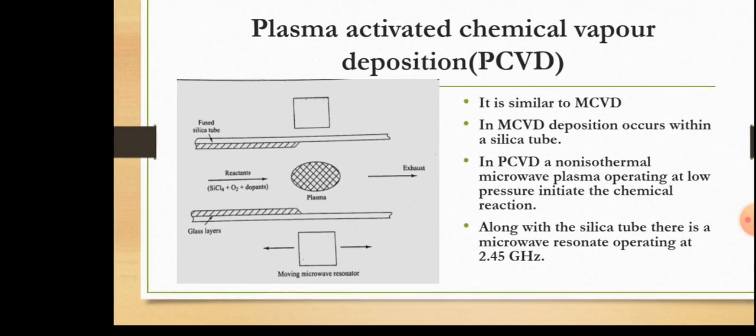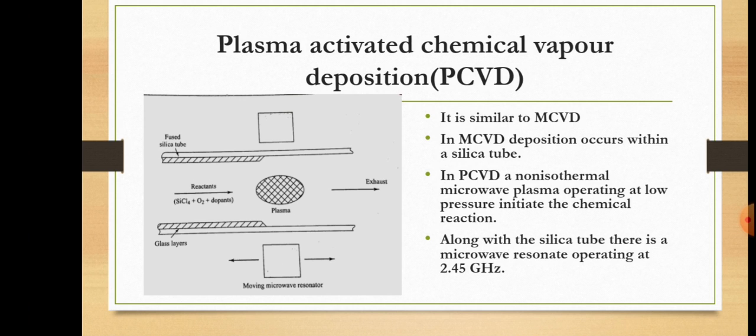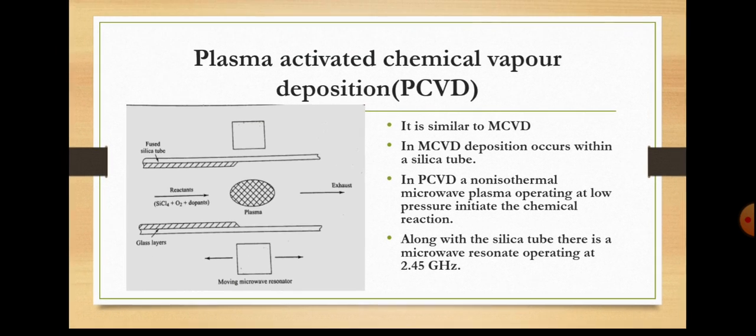Let us go to the details of plasma activated chemical vapor deposition, or PCVD. It is similar to the MCVD technique. In the case of MCVD, deposition occurs within the silica tube. Similarly, here also deposition occurs within the silica tube. In PCVD, a non-isothermal microwave plasma operating at low pressure initiates the chemical reaction. Along with the silica tube, there is a microwave resonator that operates at a frequency of 2.45 GHz and forms the non-isothermal plasma.